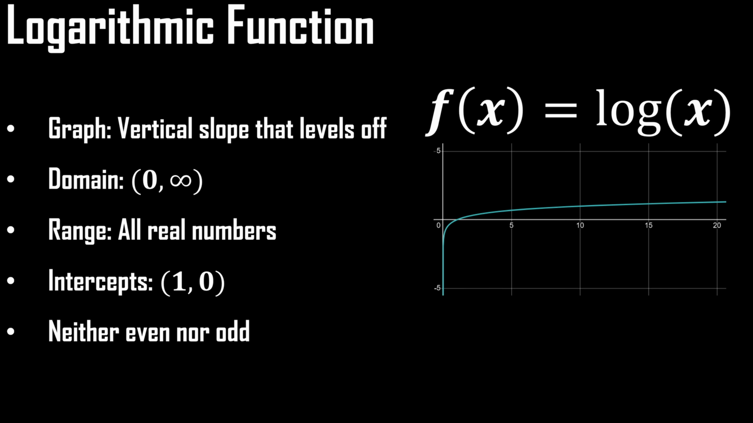Finally, we have the logarithmic function, f of x equals the log of x. The graph is a vertical slope that levels off. The domain is from 0 to infinity. The range is all real numbers, and the intercept is at (1, 0). It is neither even nor odd, and a real-world example would be the Richter scale or pH in chemistry.